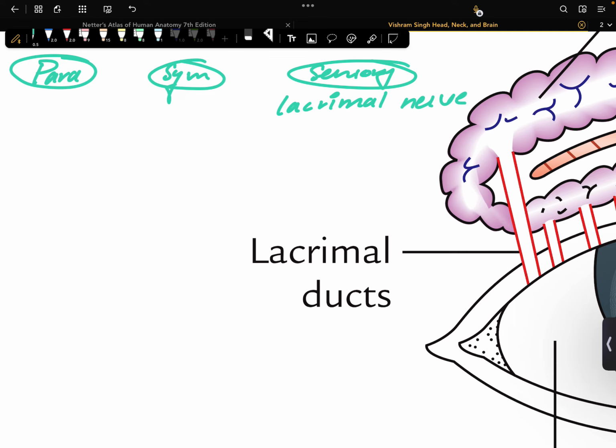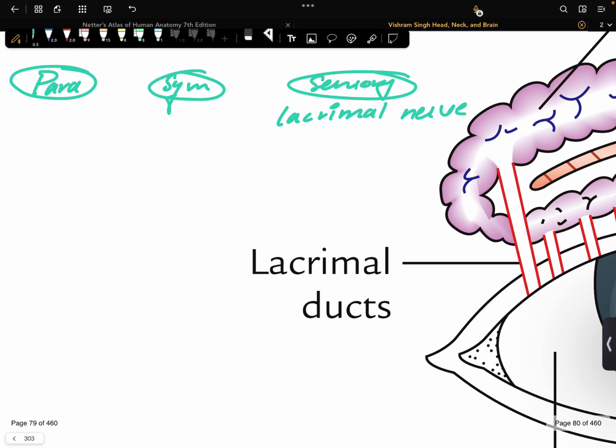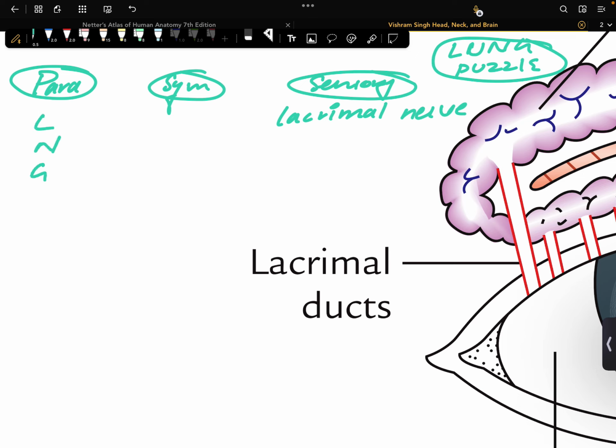So what about parasympathetic and sympathetic? For this I have made a code for you. Lengthen puzzle is the code. In pronunciation we call it length puzzle, but in writing, this is the code. Okay, in sympathetic we have another code, that is tossed puzzle.